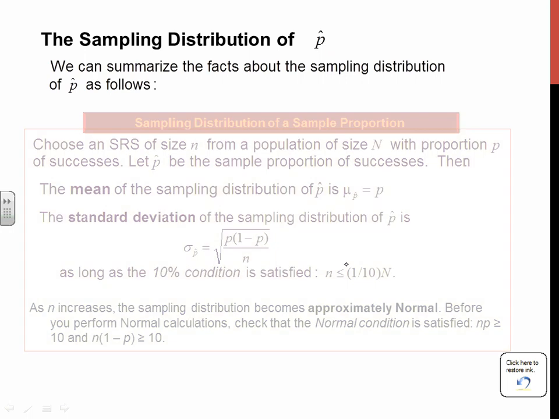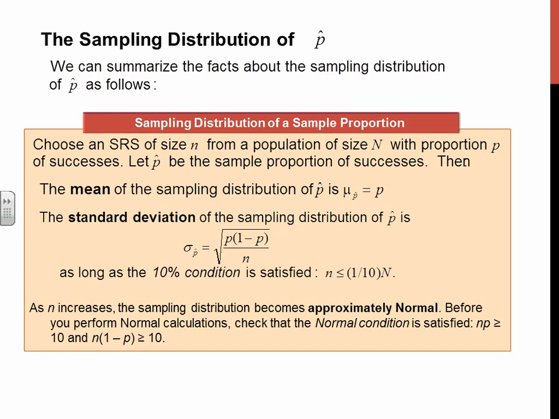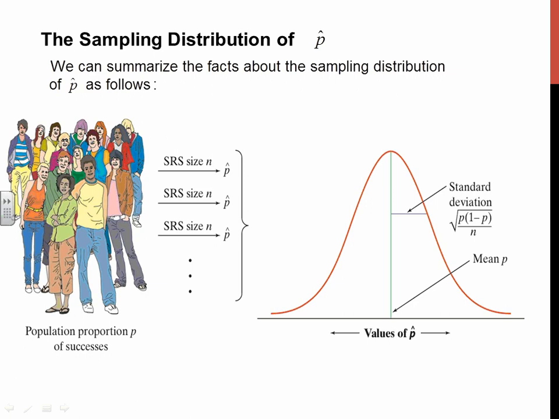All right, so if we want to summarize again, we're going to let the mean just be p. The standard deviation is the square root of the success times the failure proportion divided by n. And we can only take the standard deviation if our 10% condition is met. And if we want to talk about the shape, approximately normal, then we're going to have to show n times p is greater than or equal to 10, and n times 1 minus p is greater than or equal to 10. And again, this is for proportions. Just a visual, so you get it in your head.